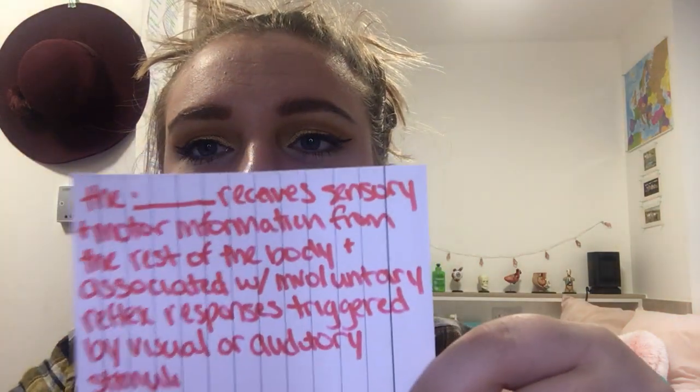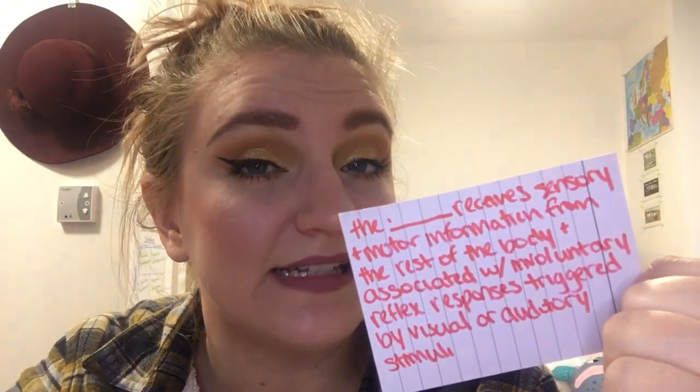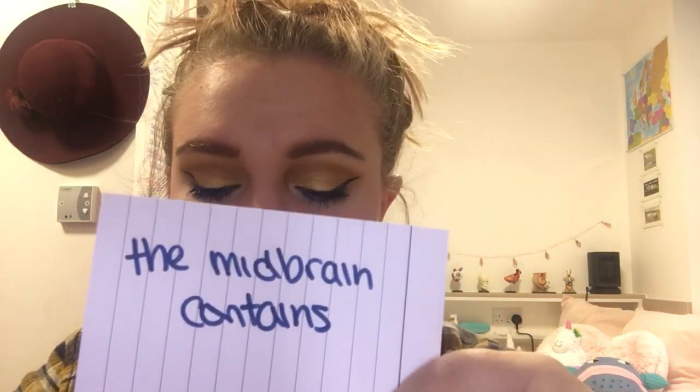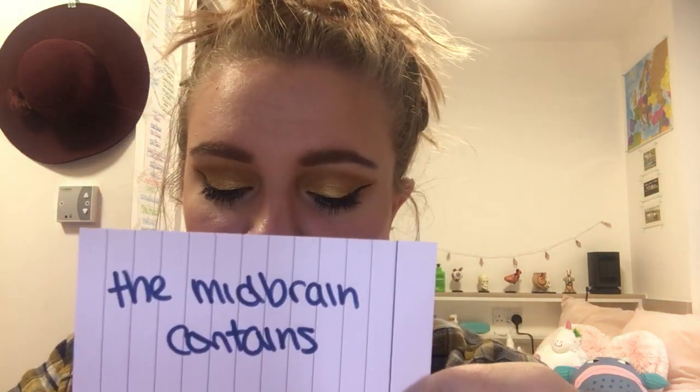The blank receives sensory and motor information from the rest of the body and is associated with involuntary reflex responses triggered by visual or auditory stimuli. That wasn't probably the best grammar, but that would be the midbrain or the mesencephalon. The midbrain contains, there's two divisions of the midbrain. That's the superior colliculus and the inferior colliculus.